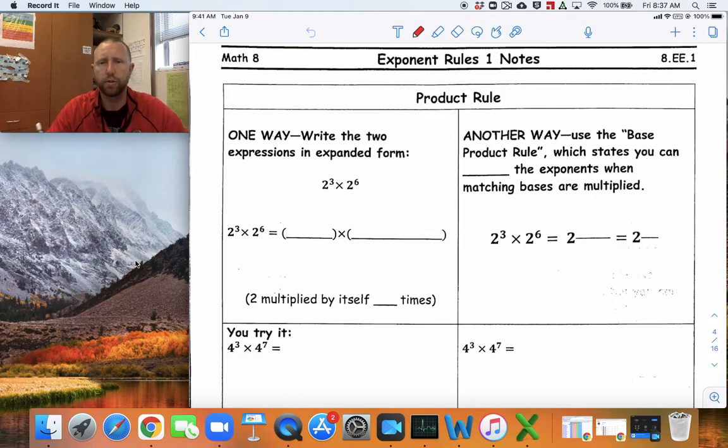So first is the product rule. Now we know that word product in math means to multiply, right? So we're going to multiply these numbers that have exponents attached to them. It says write the two expressions in expanded form for the first way. So what that means is I can write out 2 cubed as 2 times 2 times 2, and 2 to the power of 6, or 2 to the 6th power, as using 2 6 times. So 1, 2, 3, 4, 5, 6.